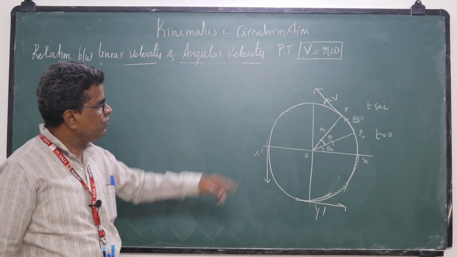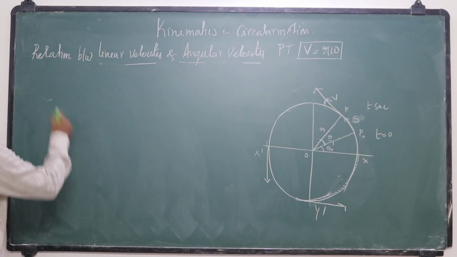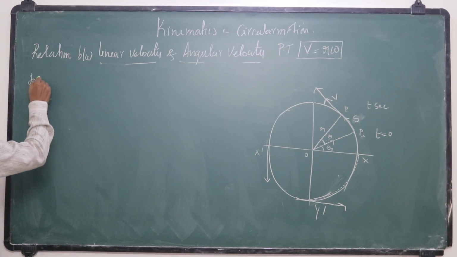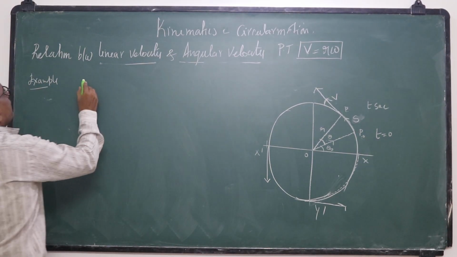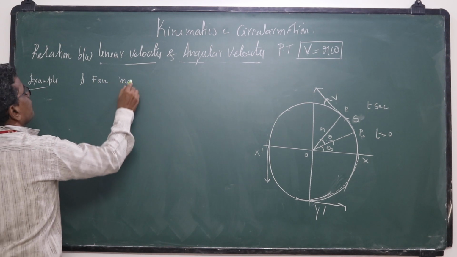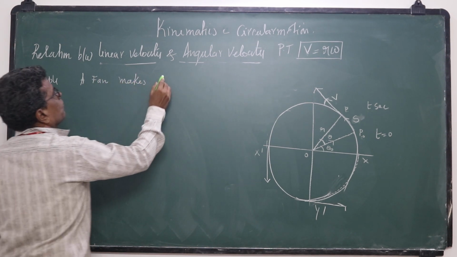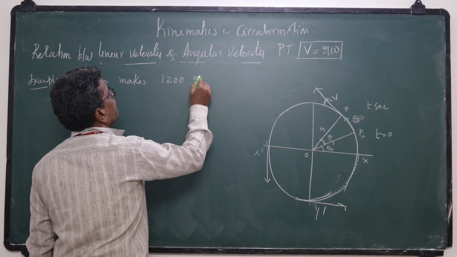Now let's take a few examples. A fan makes 1200 revolutions per minute.